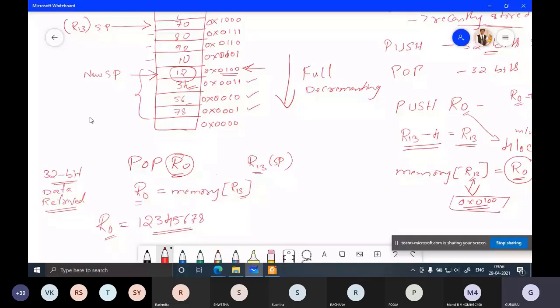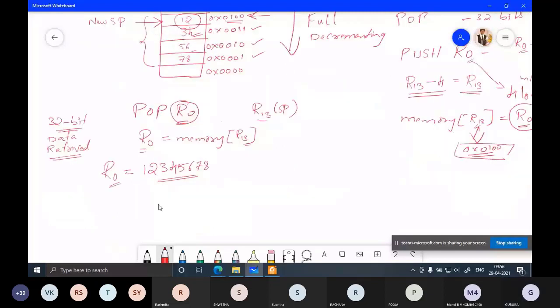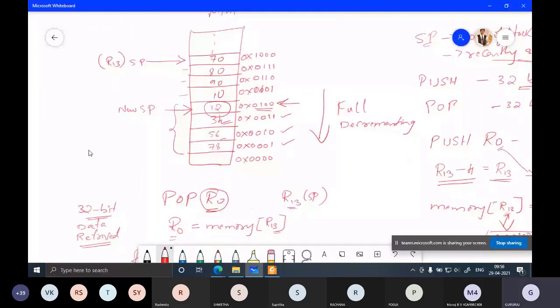So once you access these locations, you have to rearrange the stack pointer. How will you rearrange the stack pointer? It has to point to the next data because this data is already retrieved now. These 32-bit data is already retrieved. So SP should point to the next data whenever it is the next POP operation.